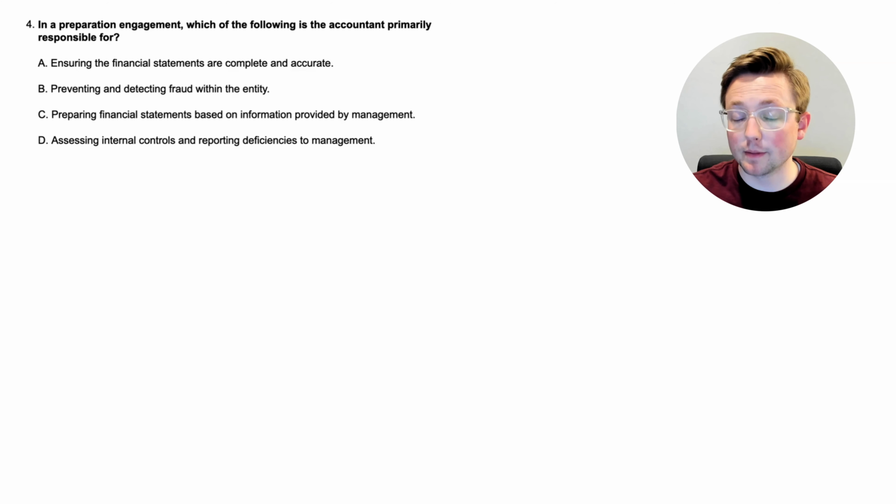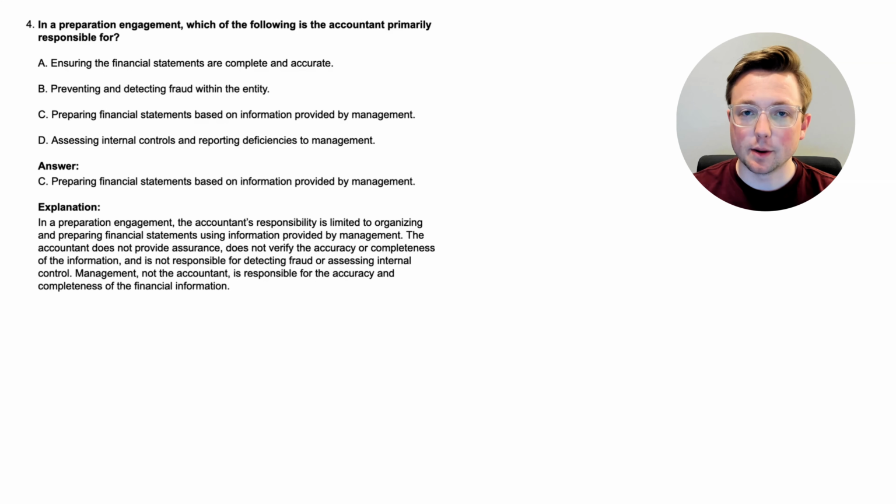So pause the video, think about this. You can probably think through this, and when you're ready, come back. We'll look at the answer together. All right, here we are at the answer. C, preparing financial statements based on information provided by management. That is the main responsibility of the accountant/auditor in a preparation engagement. Now let's go through the other ones that really aren't their responsibility.